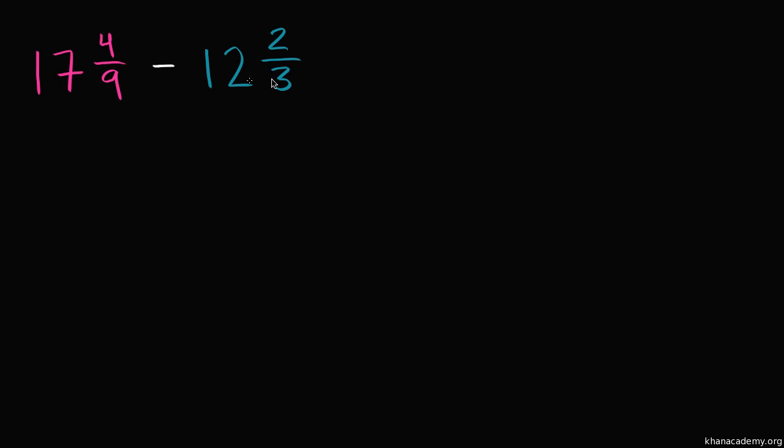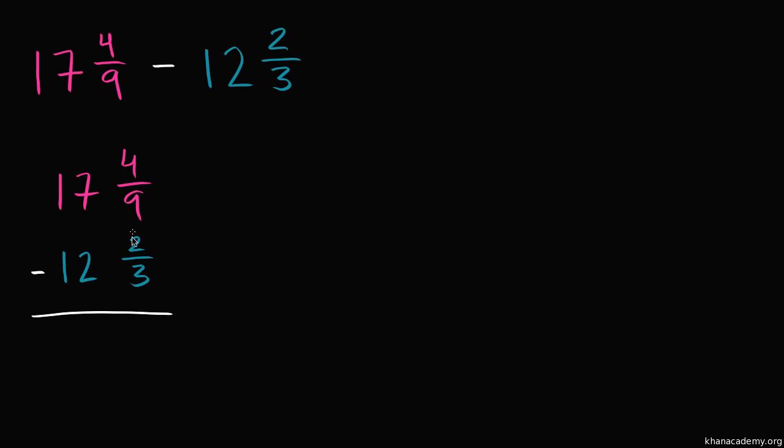So what I'm going to do is rewrite these mixed numbers. I'm going to write this as 17 and 4/9 minus 12 and 2/3. I'm going to write the 12 right under the 17, and I'm going to write the 2/3 right under the 4/9. Let me make it very clear. We are subtracting 12 and 2/3 from 17 and 4/9.